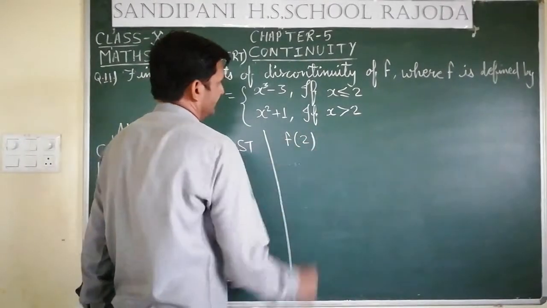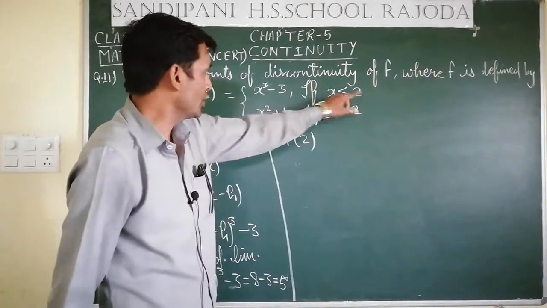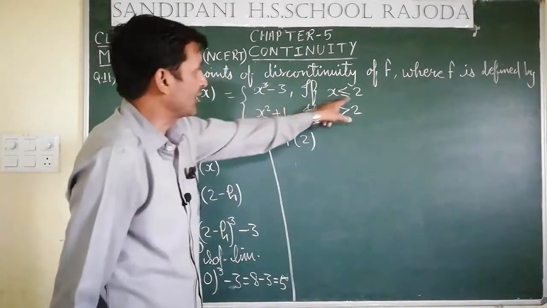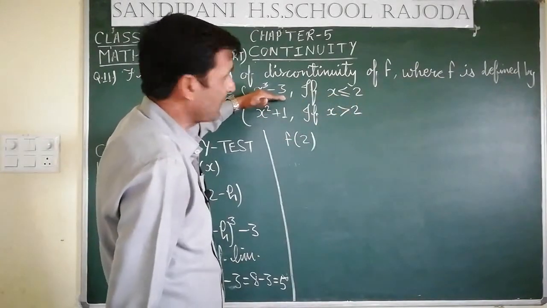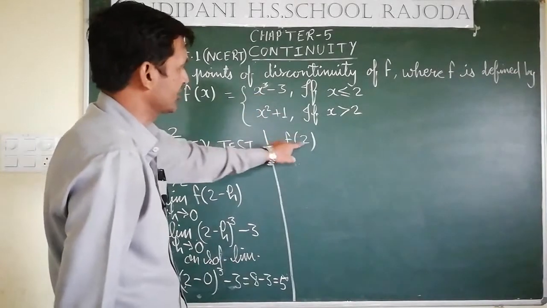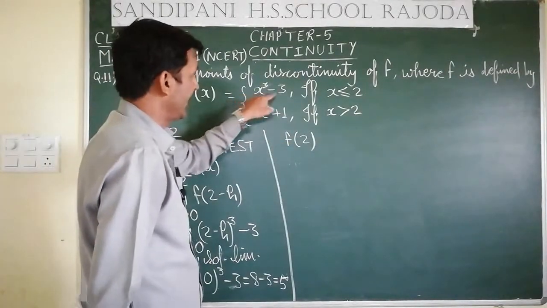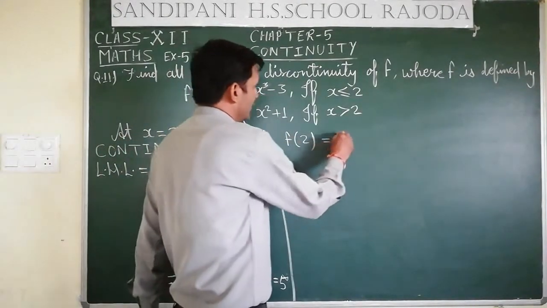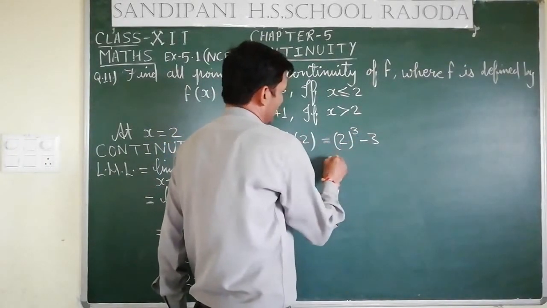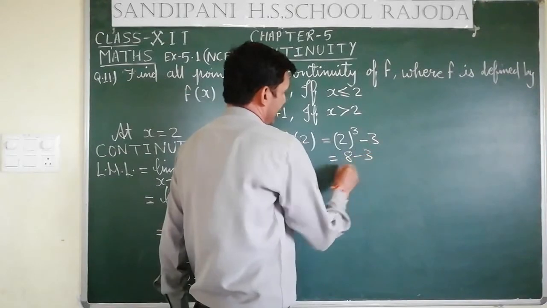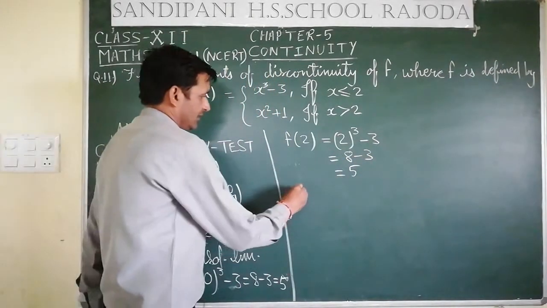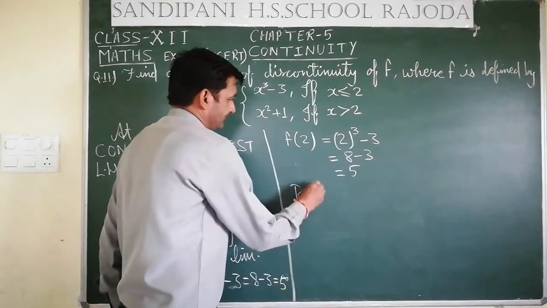Now f of 2. For x equal to 2 also, this function is considerable, because for x equal to 2 it is defined by this part of the function, which is x cube minus 3. So we have to put 2 directly in place of x in x cube minus 3. So it will be 2 cube minus 3, that is equal to 8 minus 3, and this is equal to 5. Now we have to take RHL.